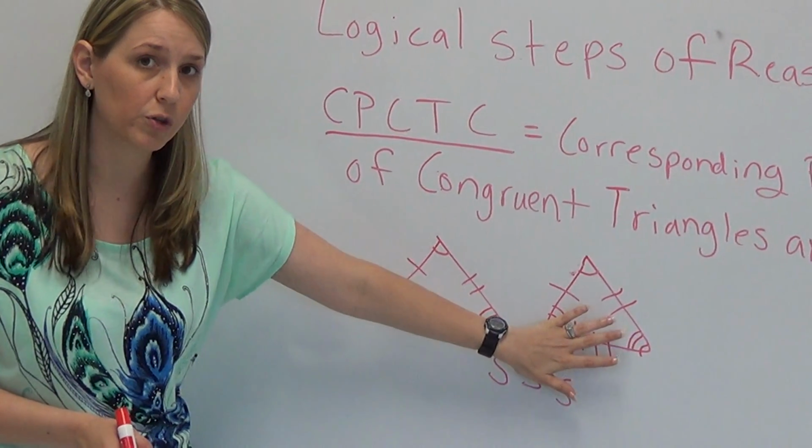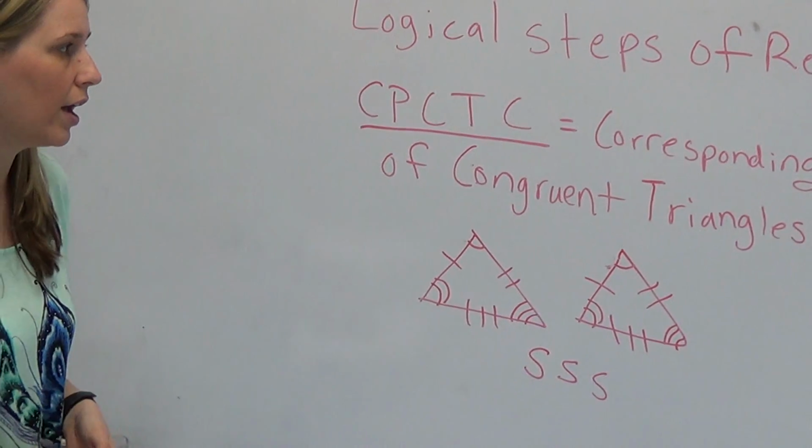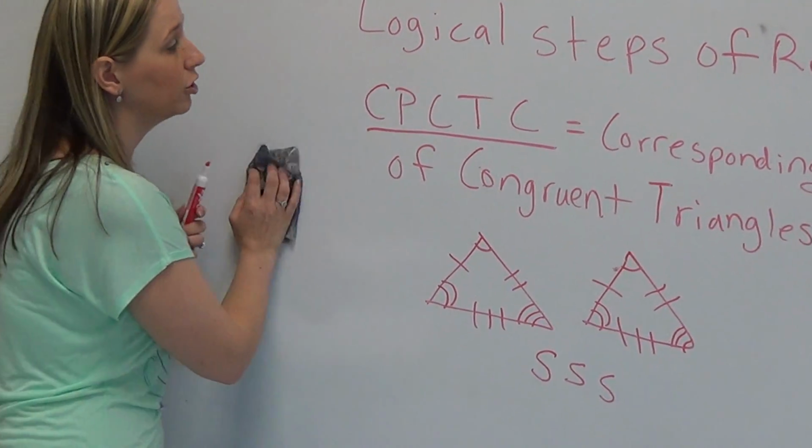Since the triangles are congruent, then all the parts of the triangles have to be congruent. Okay? So we use that a lot in proofs. Keep that in mind. So let's actually look at a proof.